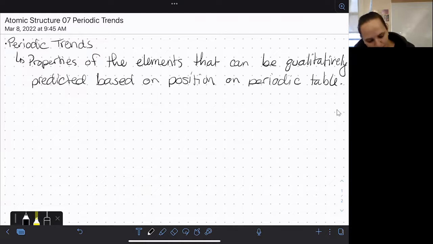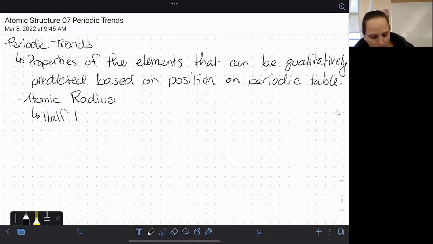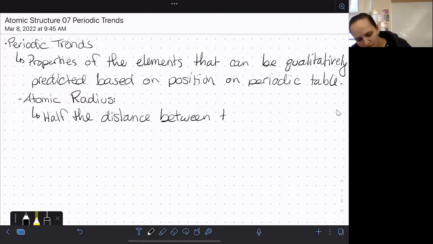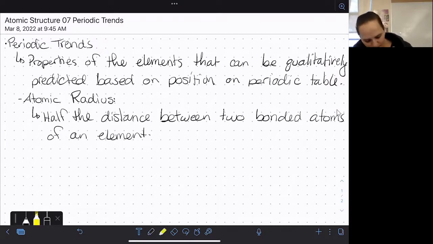The first one that we're going to talk about is atomic radius, which is pretty literally what it sounds like. If you think of an atom as a sphere, it is essentially the radius of that sphere. The technical definition is half the distance between 2 bonded atoms of an element.